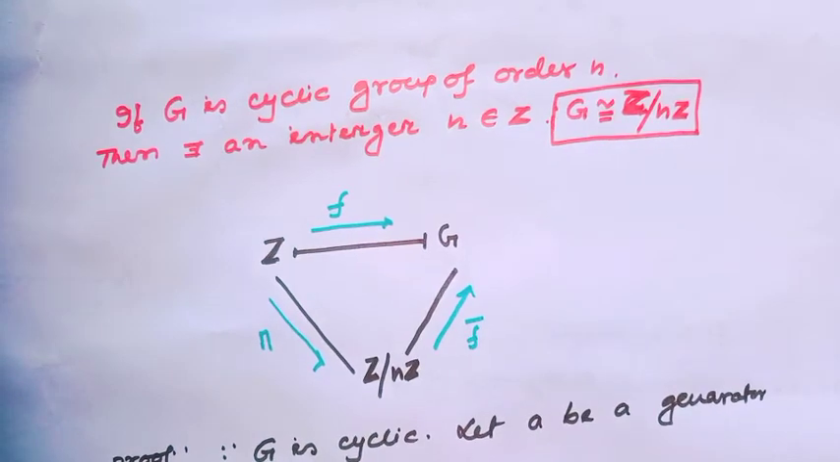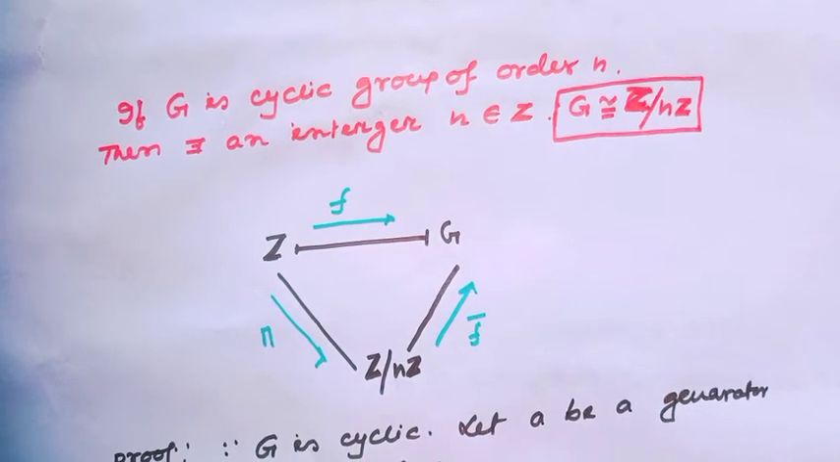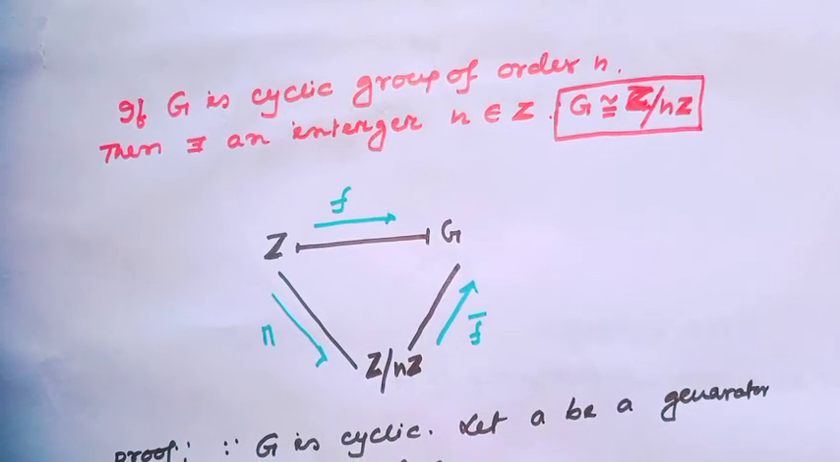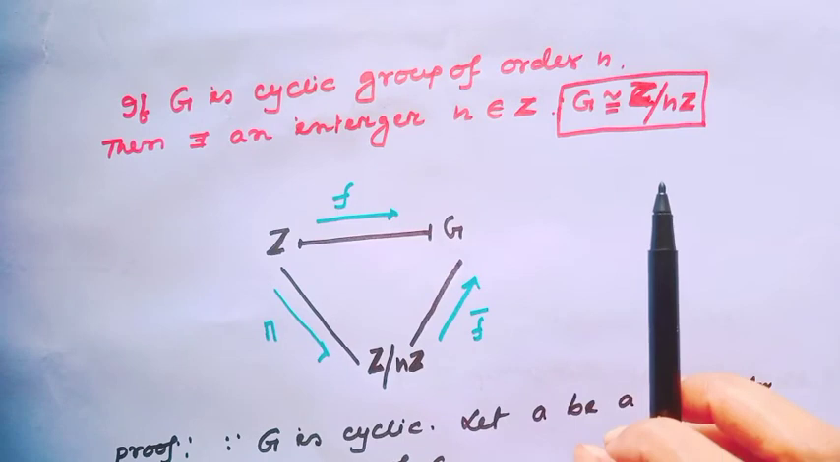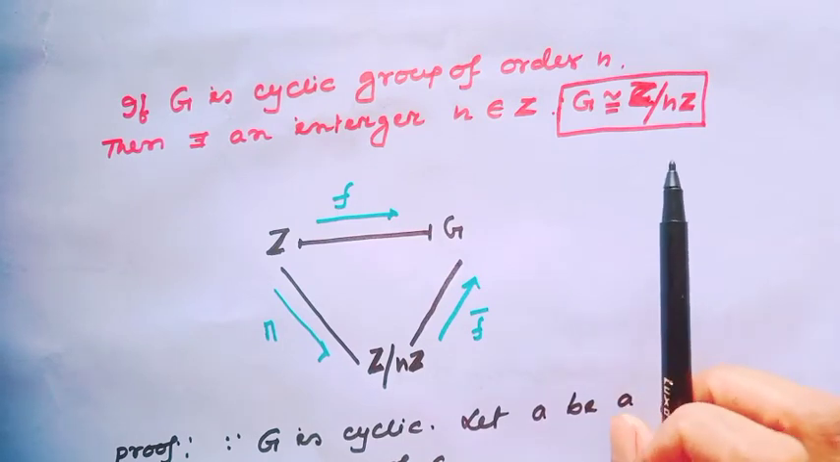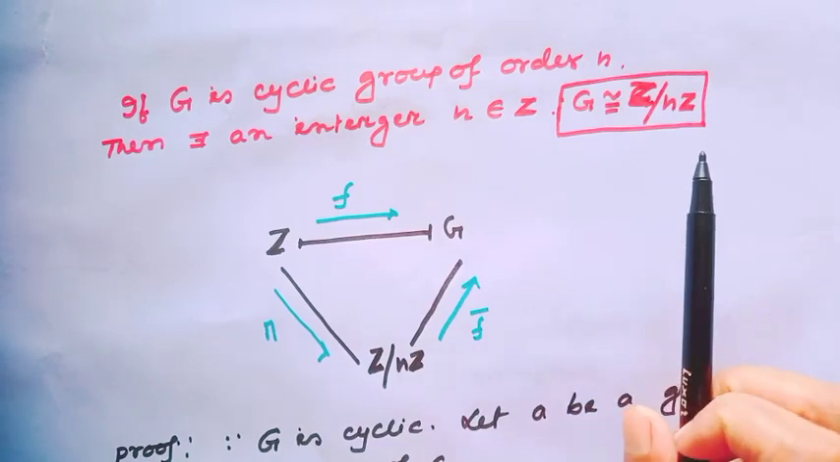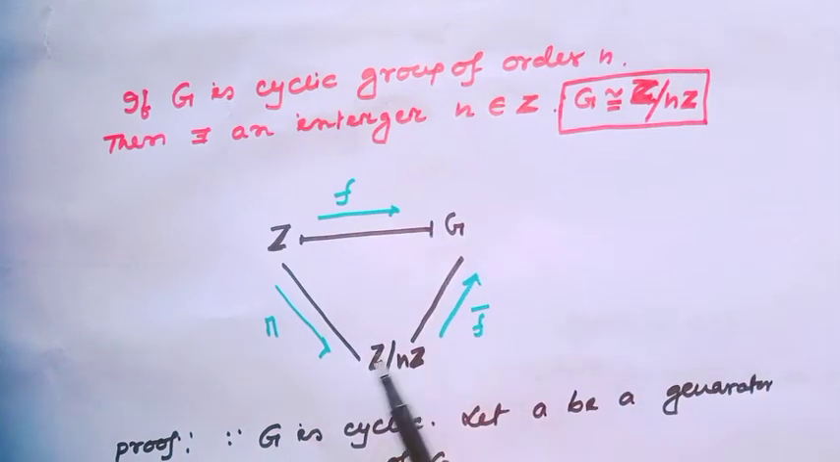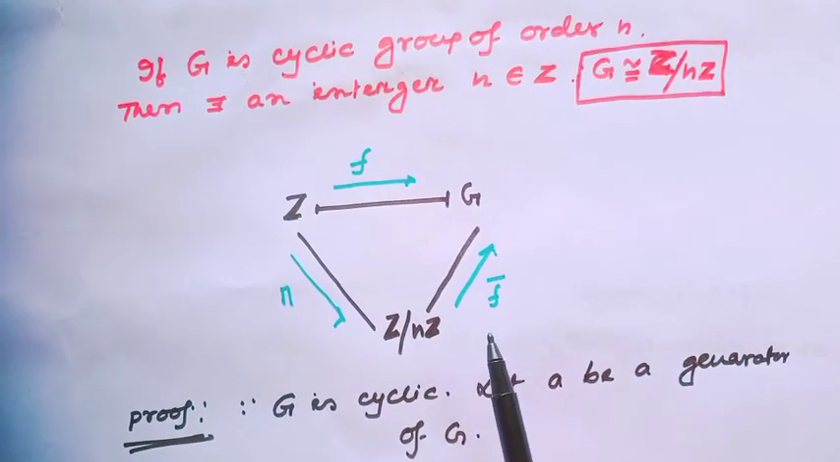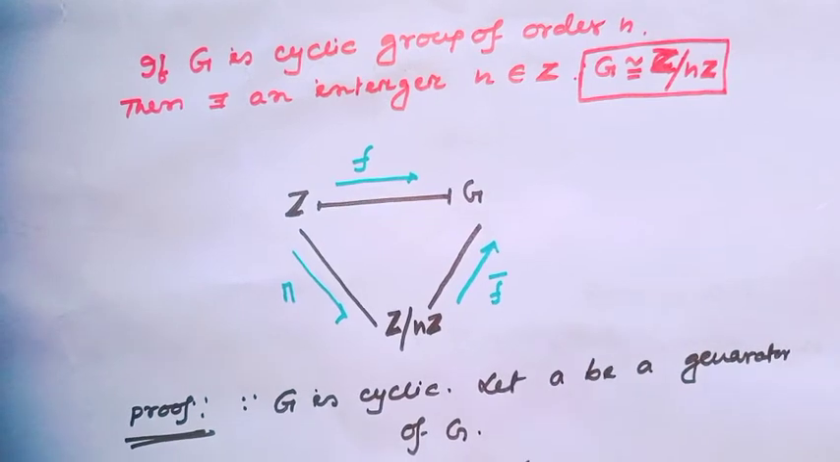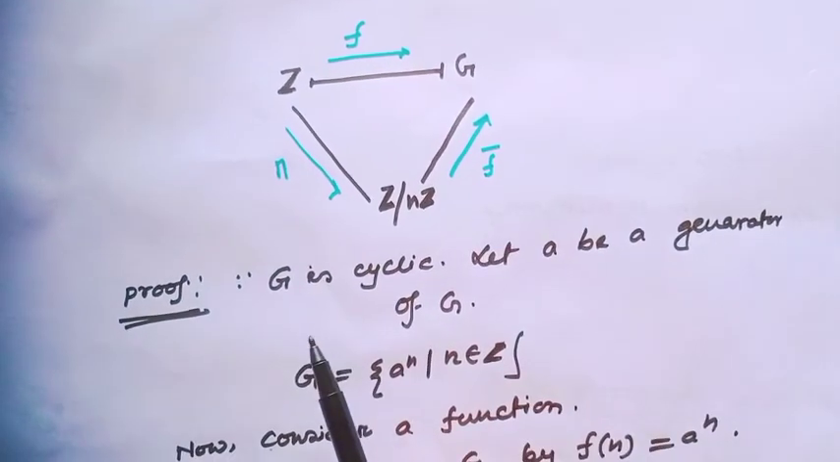In my previous video, I have seen if G is a cyclic group of order n, then G is isomorphic to Zn. But Zn is isomorphic to Z mod nZ. So we can tell G is isomorphic to Z mod nZ. And this is the diagram. Are you getting? Okay. And let's see the proof.